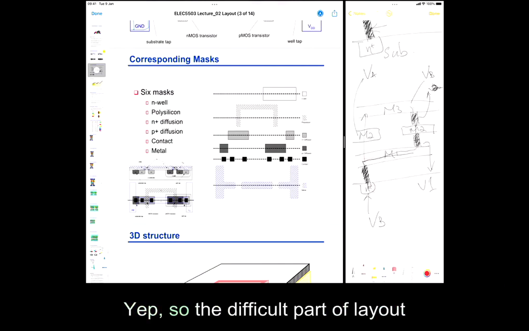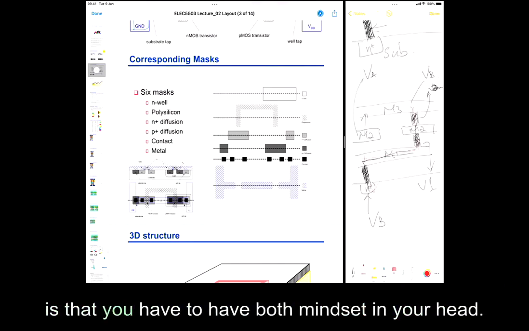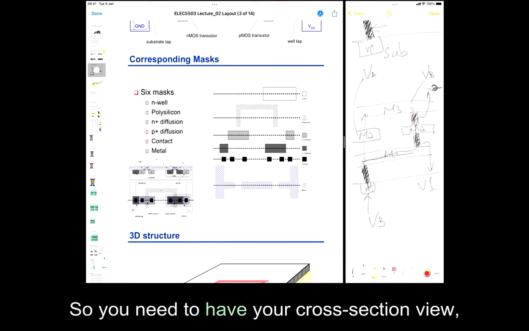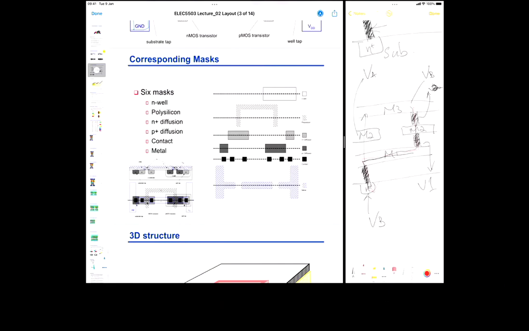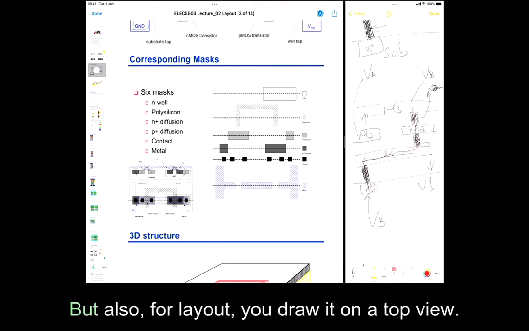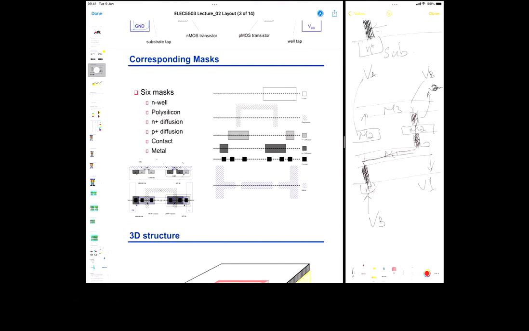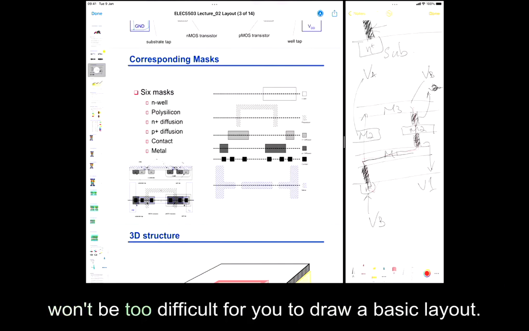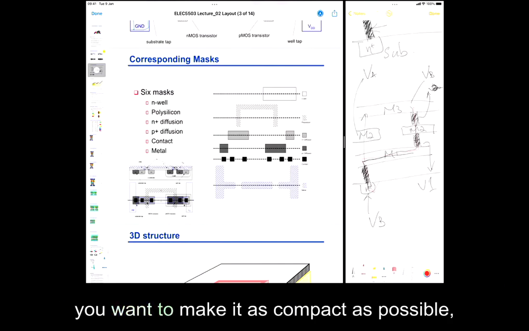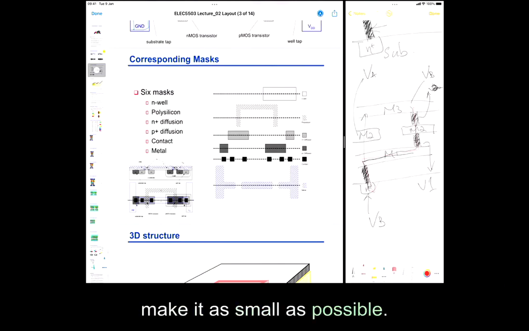Right? Yep. So the difficult part of layout is that you have to have both mindsets in your head. You need to have your cross-section view, because you need to know how it's connected. But also for layout, you draw it on the top view. So that is the confusing part. But if you can get through this, it won't be too difficult for you to draw a basic layout. But of course, when you talk about optimization, you want to make it as compact as possible, as small as possible. That is difficult.